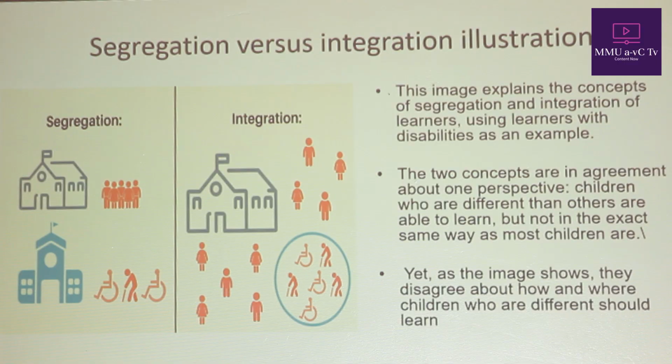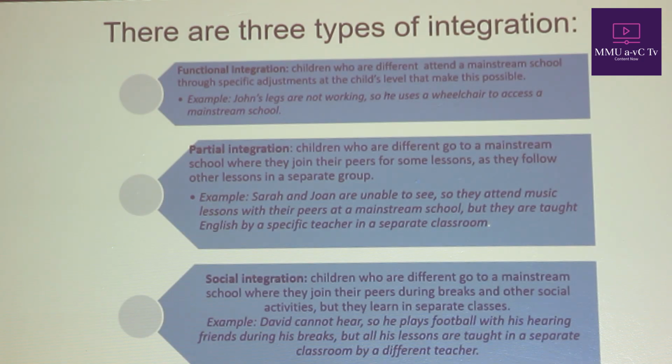So the two concepts are in agreement about one perspective. Children who are different than others are able to learn, but not in the exact same way as most children are. And that's why in segregation, they are segregated, they have their own. And then in integration, we have this special offer where they withdrawn in the mainstream and they are attended to. So that is the difference between segregation and integration.